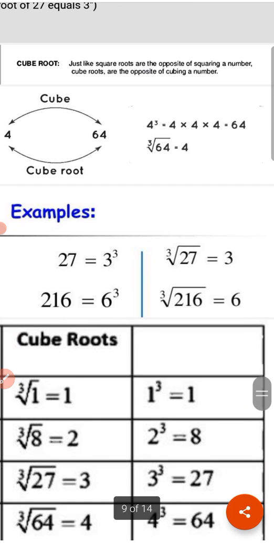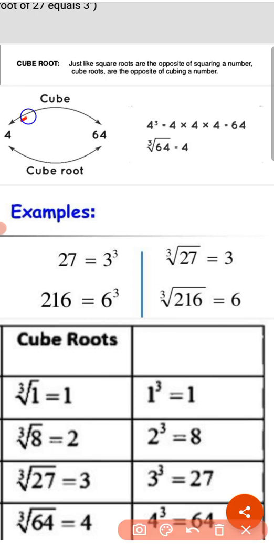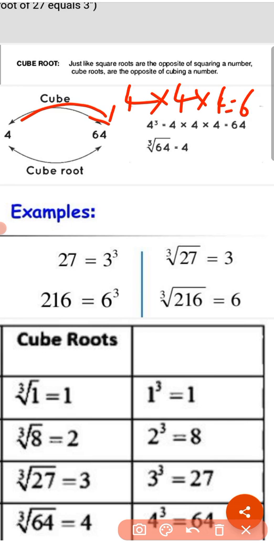In the previous class you learned square roots. Finding square roots and squares are the opposite process. Similarly, finding the cube roots and cubes are the opposite process. That is, cube roots are the opposite of cubing a number. Here 4 cube is equal to 64. That means 4 times 4 times 4 is equal to 64. So we can say that cube root of 64 is 4.